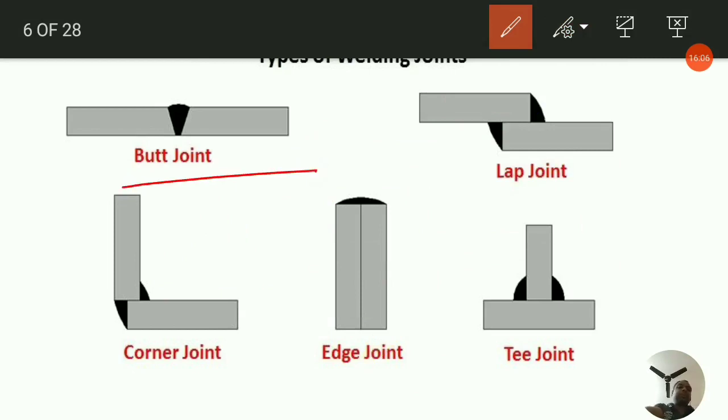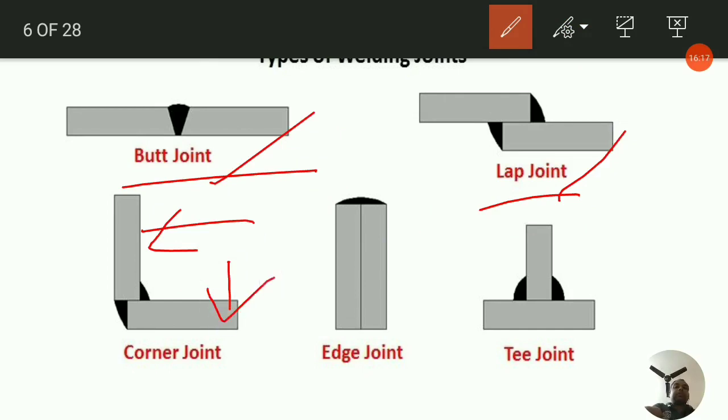So these are two very common joints used in welding. The one is the butt joint, next is the lap joint. Next, look at this particular picture. This is the corner joint.